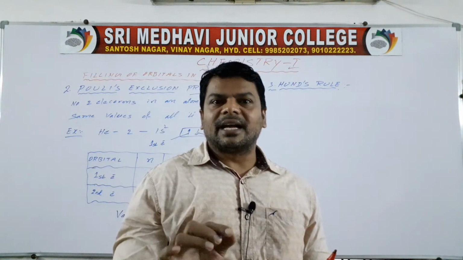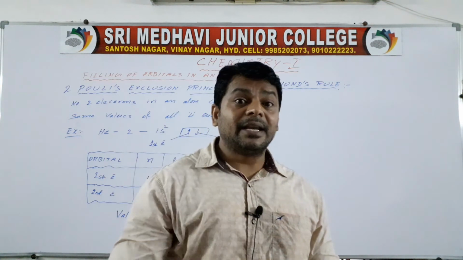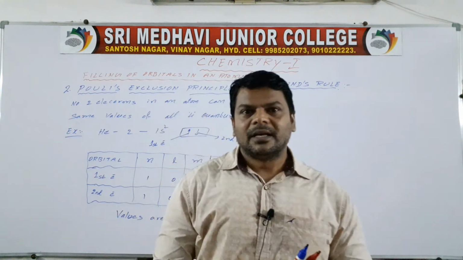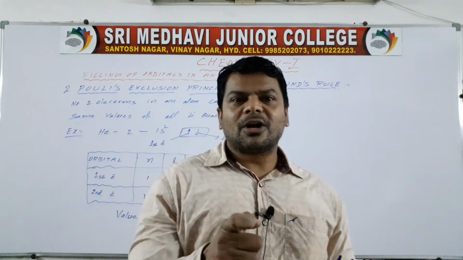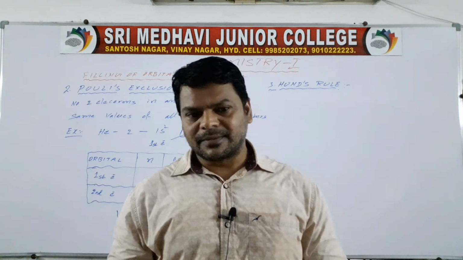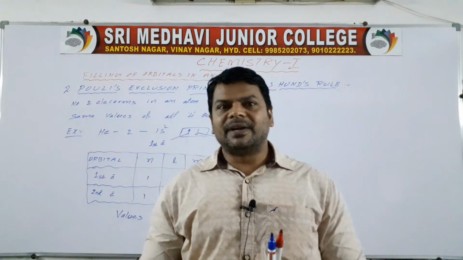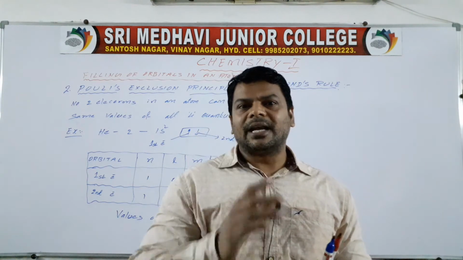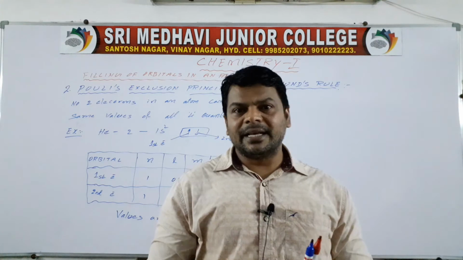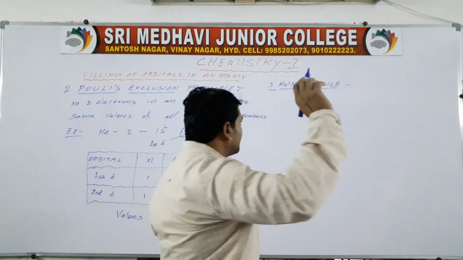Orbitals are filled with at least one electron, and then pairing takes place in degenerate orbitals. If you take the orbitals s, p, d, each orbital is filled with one electron, and then pairing takes place. Orbitals are filled with at least one electron, and then pairing of electrons takes place in degenerate orbitals. This is nothing but Hund's rule.